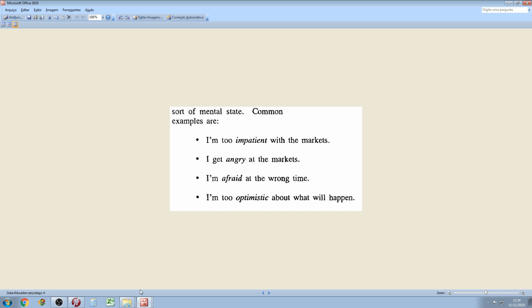And lastly, for Giuseppe, I'm too optimistic about what will happen. Everybody, being angry or being afraid or being negative is not good. But on the other side of the coin, also being too optimistic is not good.